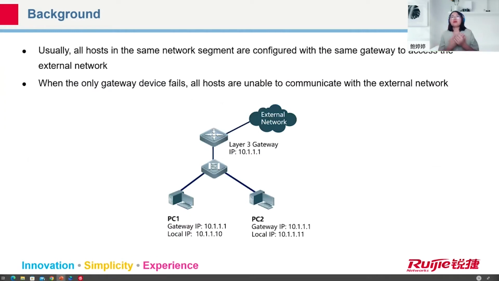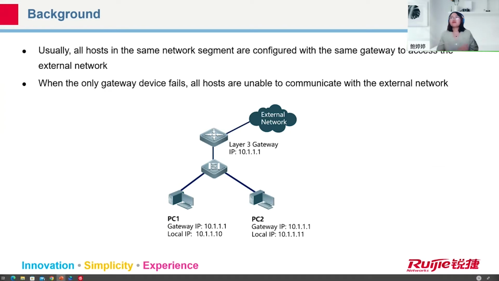For example, in this topology we have IP addresses, right? PC1 is 10.1.1.10, and PC2 is 10.1.1.11. The gateway is 10.1.1.1, which is the gateway for both PC1 and PC2. The PC gateway is located on a layer 3 device, maybe a router, maybe a switch, and the gateway should be the IP address of this interface, right?